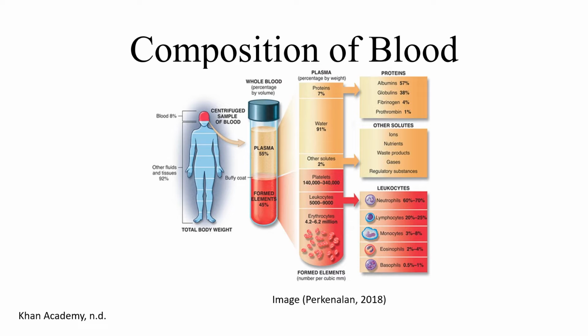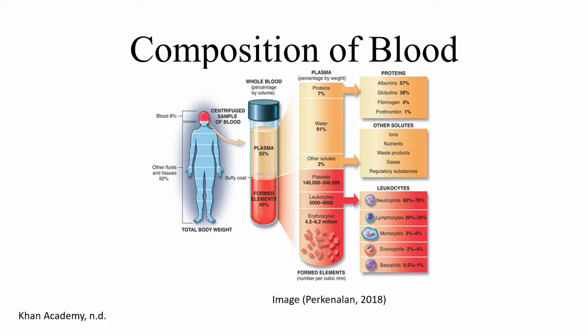So the centrifuge will separate the blood components, and then the denser, heavier material will go to the bottom, and the lighter material will remain on the top. So the composition of blood is as follows. Plasma is 55%. The formed elements are 45%, and then the Buffy coat here is 1%, actually less than 1%.